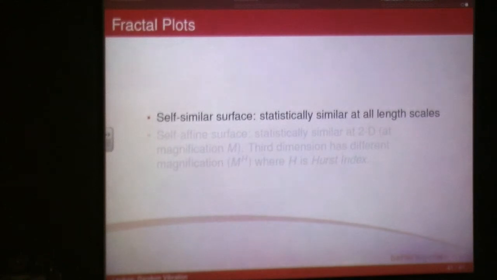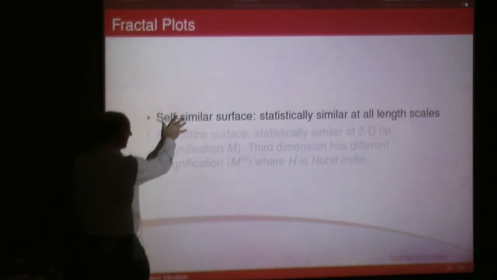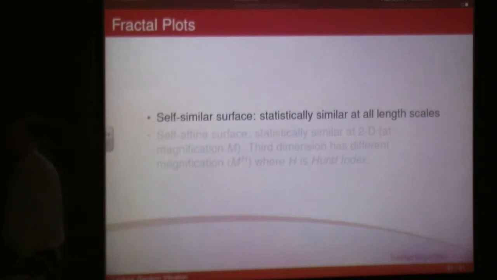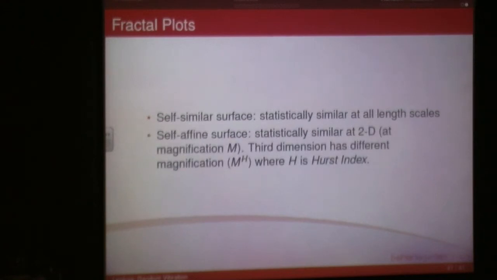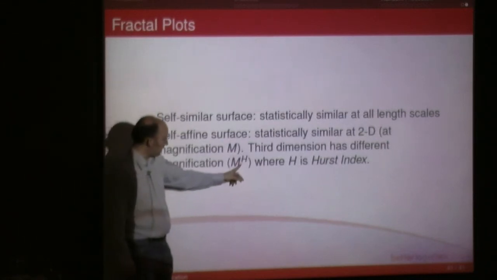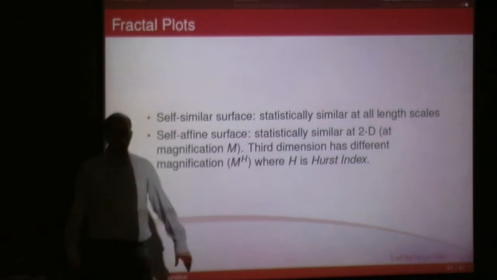Now, a self-similar surface, so this is a term, self-similar surface, means that it's statistically similar at all length scales, so that Mandelbrot set is an example of that. Now, a self-affine surface is similar in 2 dimensions, so like the edge of something would be 2 dimensions, and that's at magnification m, but the third dimension has a different magnification, m to the power of h, where h is known as the Hurst index.